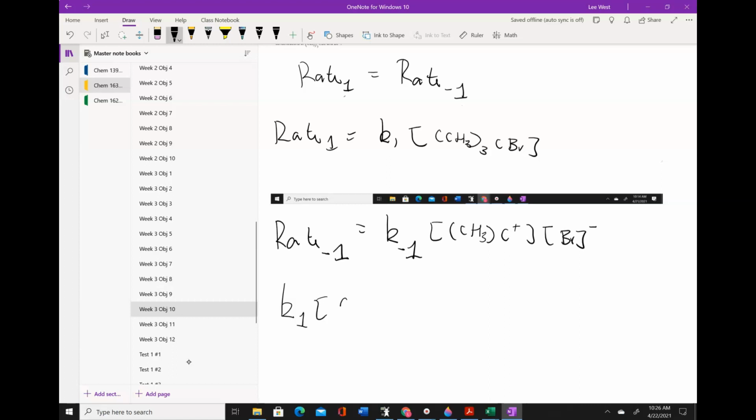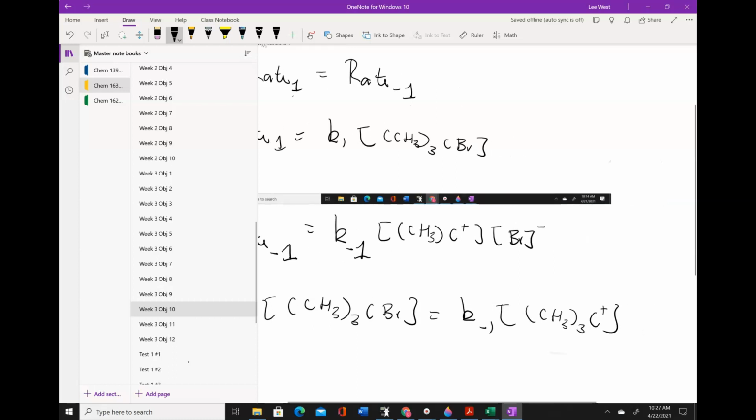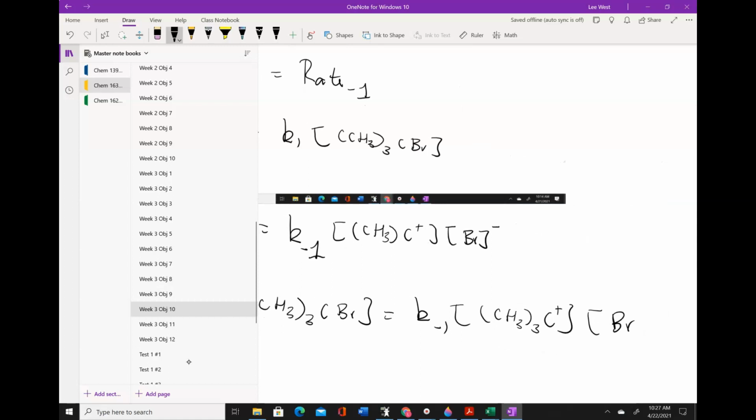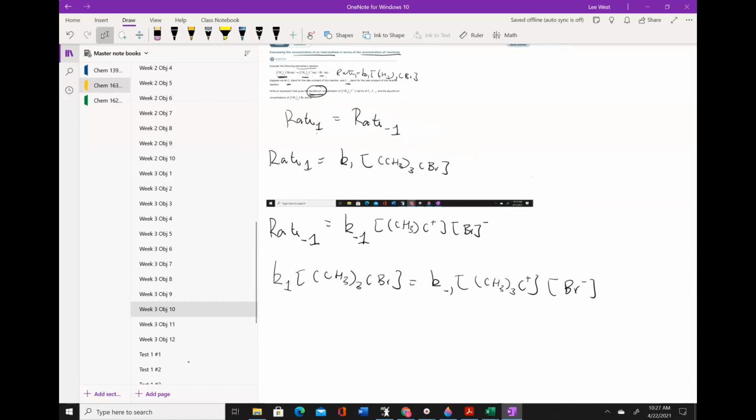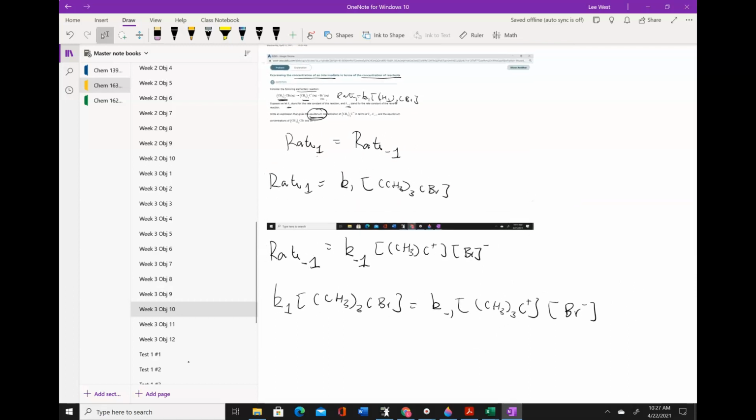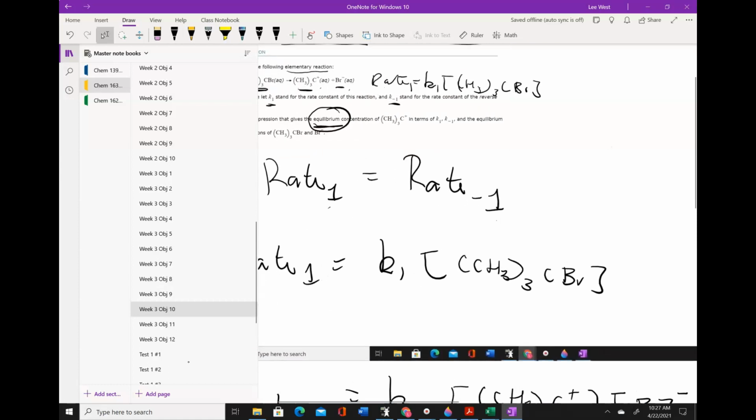So K1 multiplied by the concentration of (CH3)3CBr is equal to K minus 1 multiplied by the concentration of (CH3)3C+ times the concentration of Br minus. So yeah, that's what we know. That's an interesting thing. That's a consequence of the rate of the forward reaction equaling the rate of the reverse reaction.